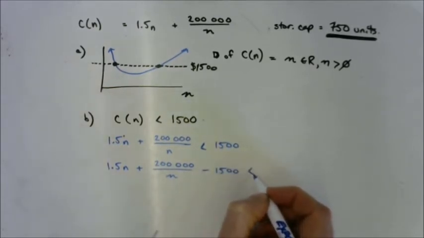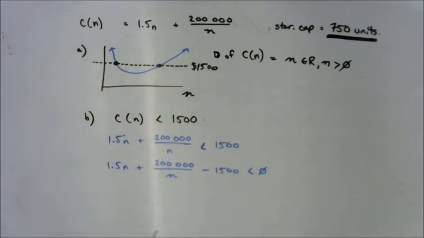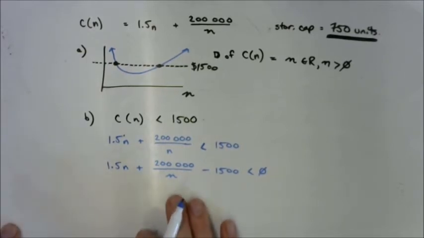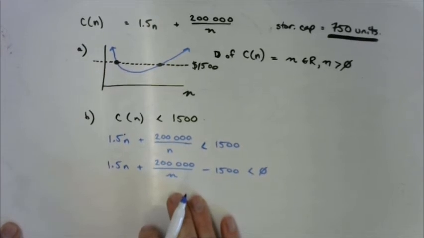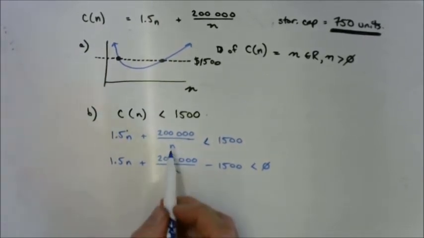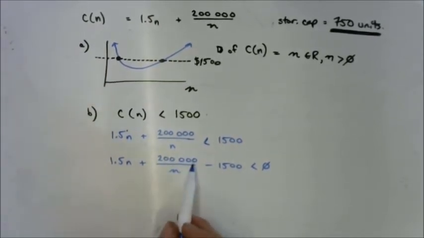And I could go ahead and use a graphing calculator. I'll show you what that looks like on Desmos in a second. But we can also solve this using paper and pencil, so just what we have here. I'm going to multiply, because I don't want to deal with this rational, this 200 over n. I'm actually going to multiply both sides by n.